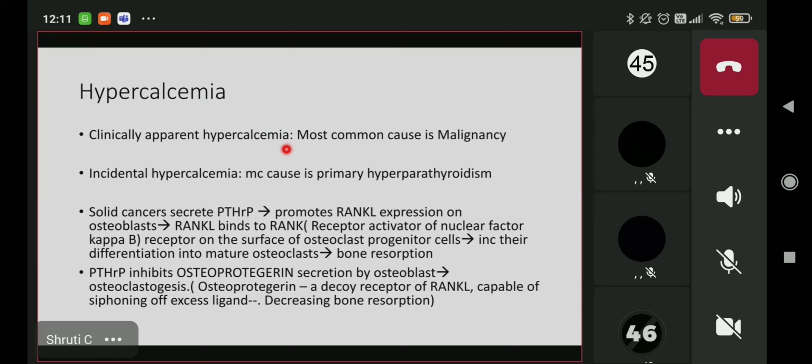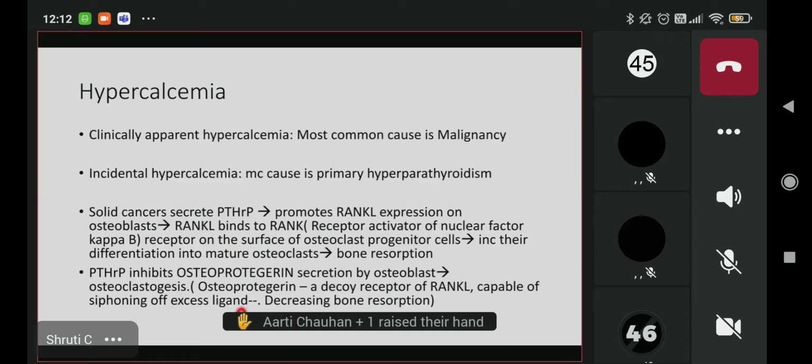And there is one more mechanism by which these cancers cause hypercalcemia. You should be aware of osteoprotegerin. Osteoprotegerin is a decoy receptor of RANK ligand. Okay, so one is the receptor, that is the RANK receptor. There is another decoy receptor of RANK ligand, and therefore it will siphon off the excess RANK ligand, and it won't be able to bind to the original RANK receptor, and therefore it will decrease bone resorption.